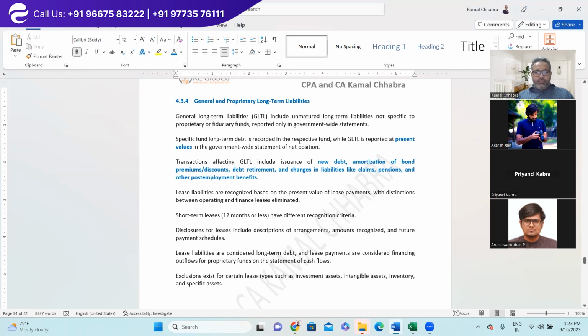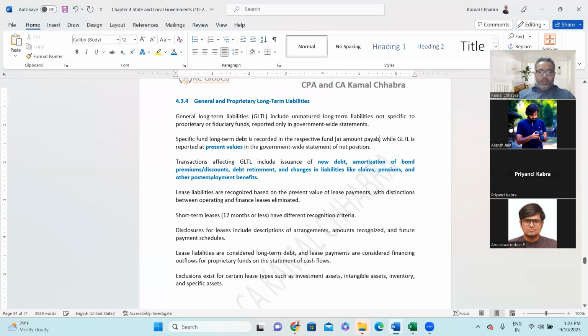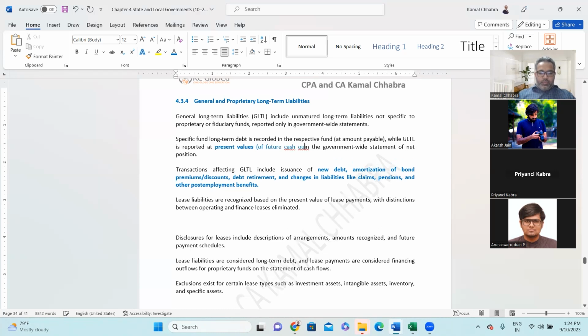Sir, please write this once, in brackets after respective fund. One second. Specific fund long-term debt is recorded in the respective fund as recorded normally in other financial statements, at amount payable, while general long-term debt is reported at present value of future cash outflows. Right?